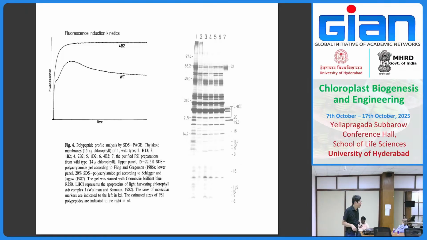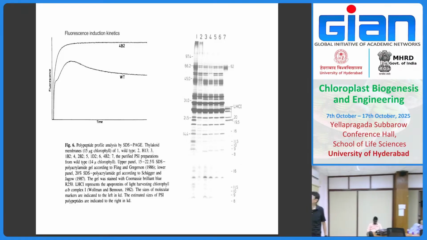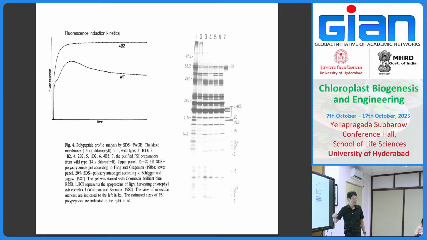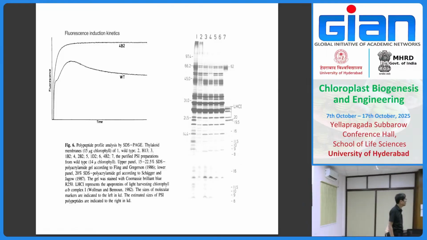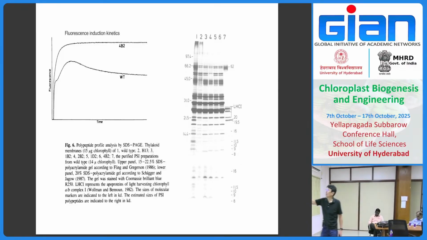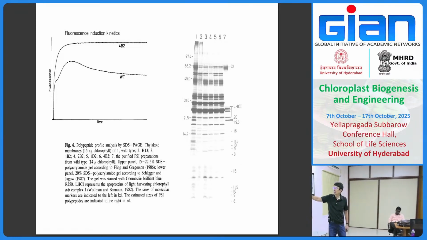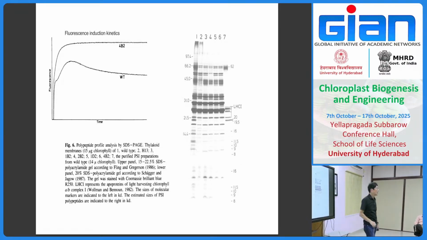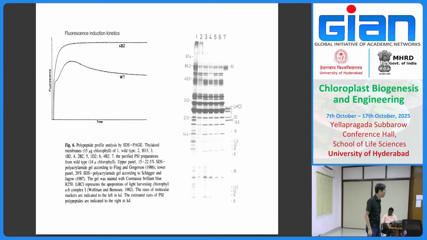But I'm not quite sure. There are some explanations, but whether they are correct or not, sometimes I doubt some explanations. But this kinetics is always observed in the wild type, but even the PS1 and the B6F deficient mutant is the same. This disappears. So this always appears in the presence of PS1 activity.